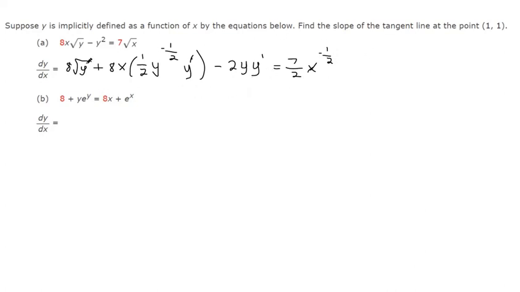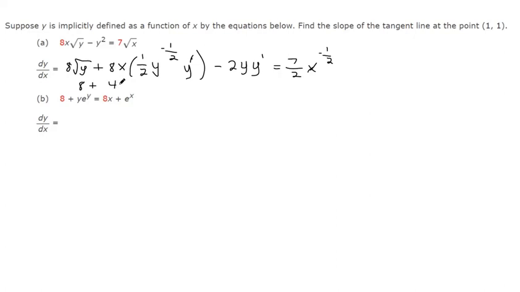But this question asks us to find the slope at (1, 1). So it's easier probably just to plug in 1 for x and 1 for y. That way we can answer the question. So if I plug in 1 for y in here, I'm going to get 8 for this term. If I plug in 1 in here, this is 8 times 1 to the negative 1/2, which is 1. So this is 8 times 1/2.